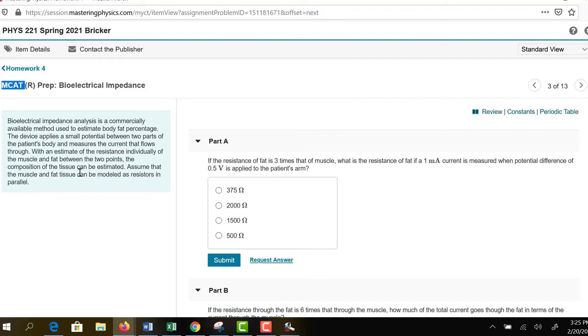So basically, by measuring the amount of current, you could estimate the body fat composition.